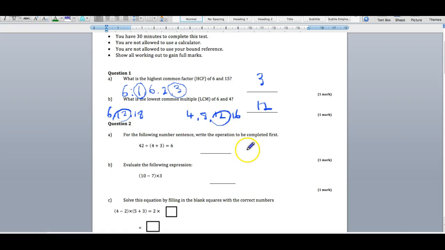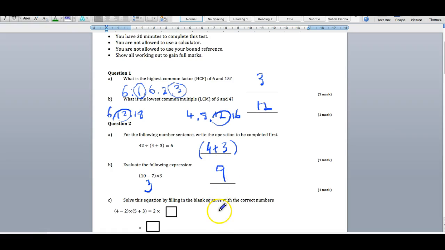All right, 2A. For the following number sequence, write the operation to be completed first. So remember, whatever is in brackets is done first. So we've got to do that 4 plus 3 and put in brackets if you like. Okay, so that must be done first. Evaluate the following expression. Okay, so here we have 10 minus 7. So we do the brackets first. Okay, so remember, we always do the brackets first. 10 minus 7 is 3. 3 times 3 gives you 9.